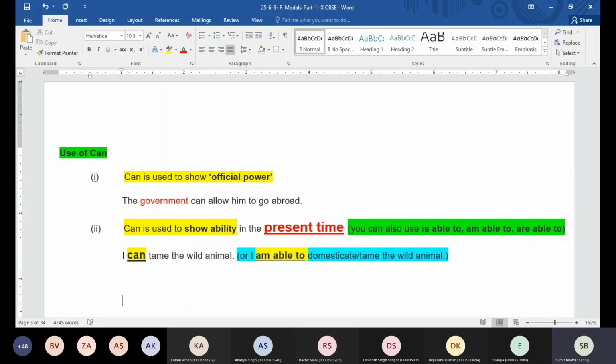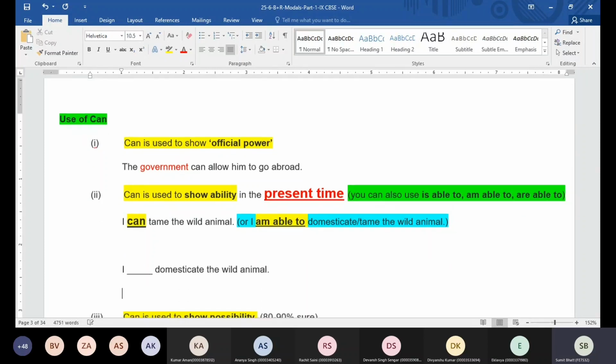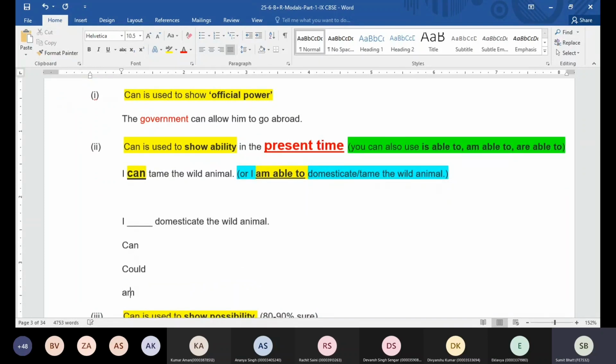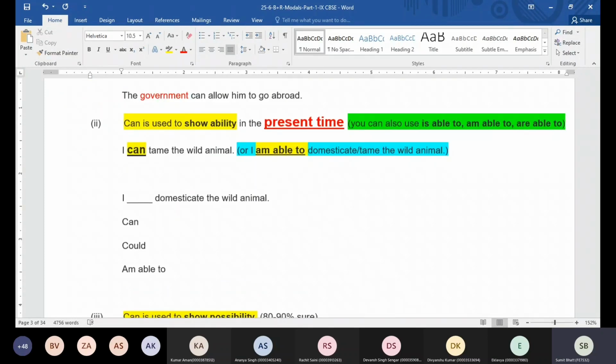Now suppose in the exam we have these options. We have to fill in the blank: I dash tame or domesticate the wild animal. This is a sentence and we have some options: can, could, am able to. So which one is going to be correct out of these? The third option, I'm able to. Very good. We are going to go for this option.